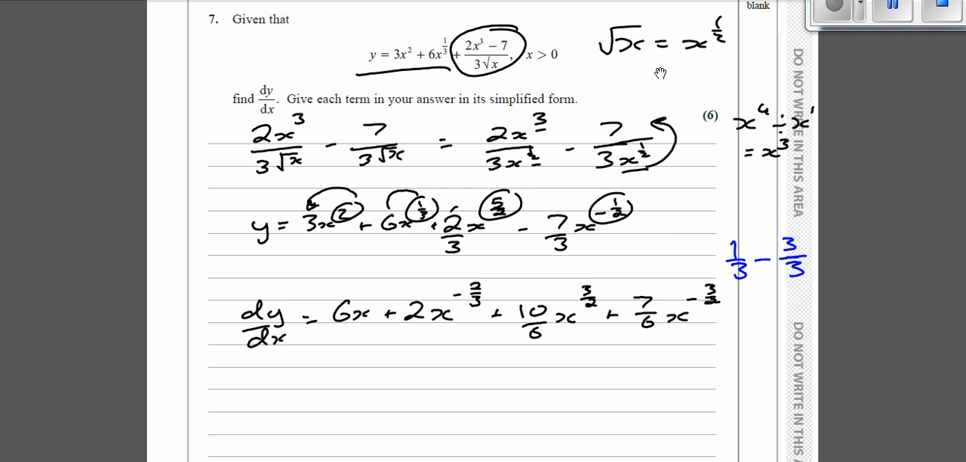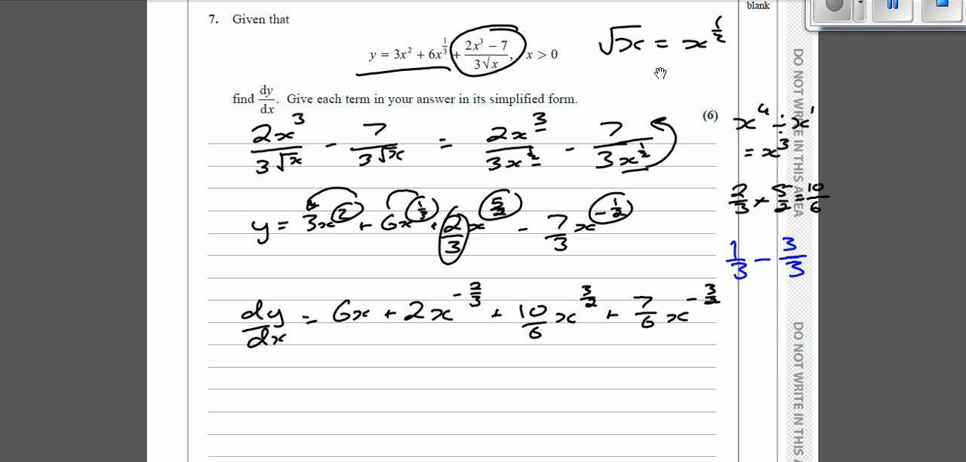Just going back, we did 2/3 times 5 over 2 to get 10 over 6. That's because when we multiply fractions, 2/3 times 5 over 2, we times the top, so 2 times 5 is 10, times the bottom, 3 times 2 is 6.